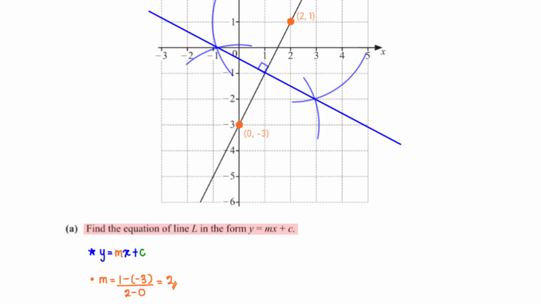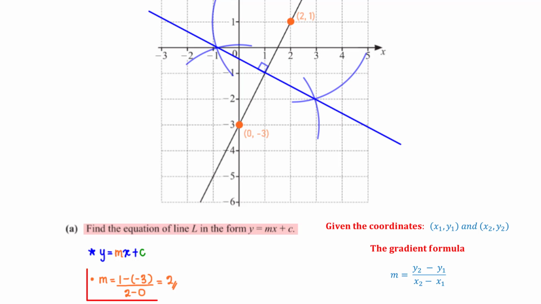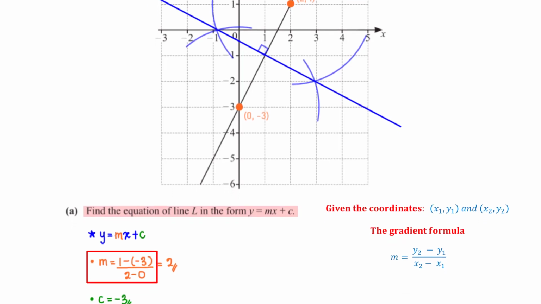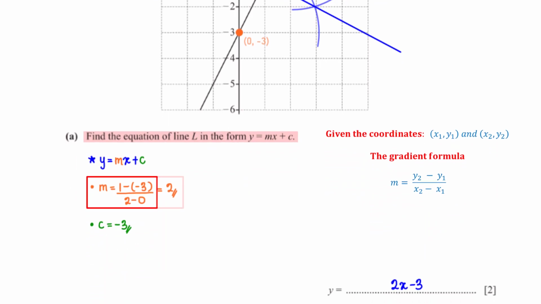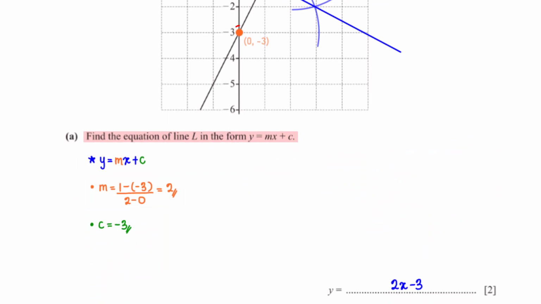To get m, we first need to pick 2 points on line L and apply the gradient formula. This gives us 1 minus negative 3 divided by 2 minus 0, which is equal to 2. To get c, we simply pick the y-coordinate of the point on the y-axis through which line L passes, and that is negative 3. So we have y equals 2x minus 3.